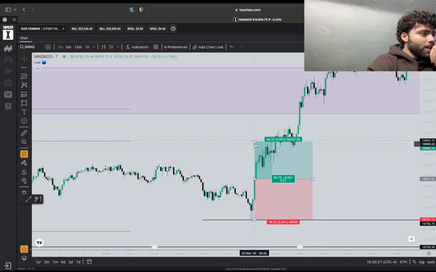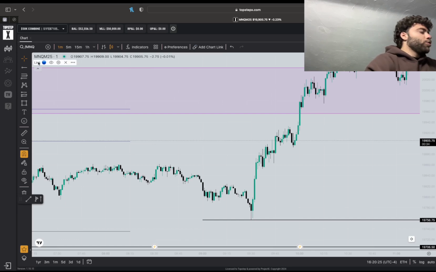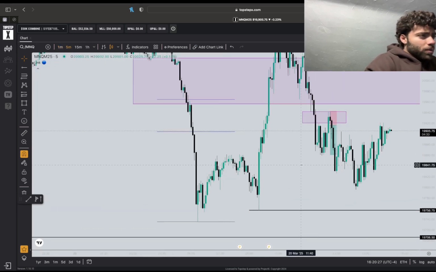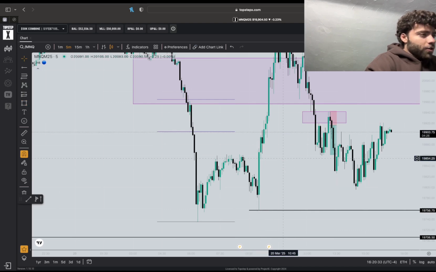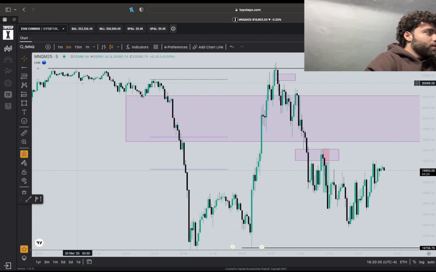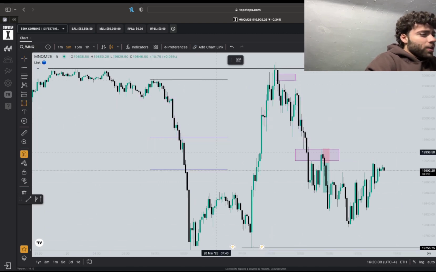But even that, the risk to reward is just not there. The stop loss is too big in my opinion. So what was I doing? I was waiting for price to at some point retrace into one of these fair value gaps, as you see here. But we just never really got an entry.